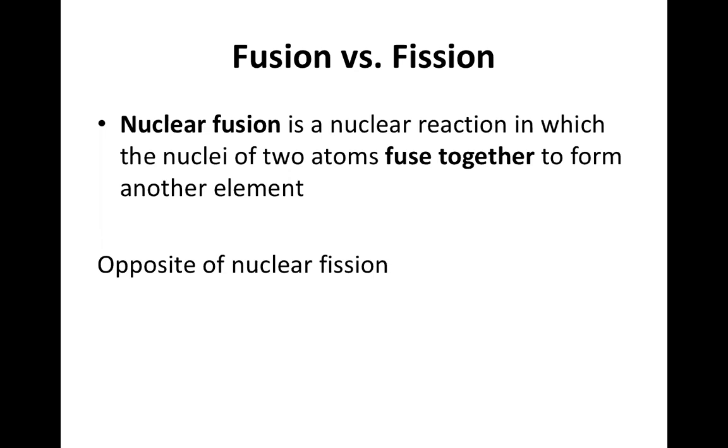Okay, back to nuclear fusion and nuclear fission. These nuclear reactions occur because these isotopes are not as stable as they could be, and they undergo either fission or fusion so that they reach a more desirable energy state. So nuclear fusion is a nuclear reaction in which the nuclei of two atoms fuse together to form another element. You could think of it as the opposite of nuclear fission.